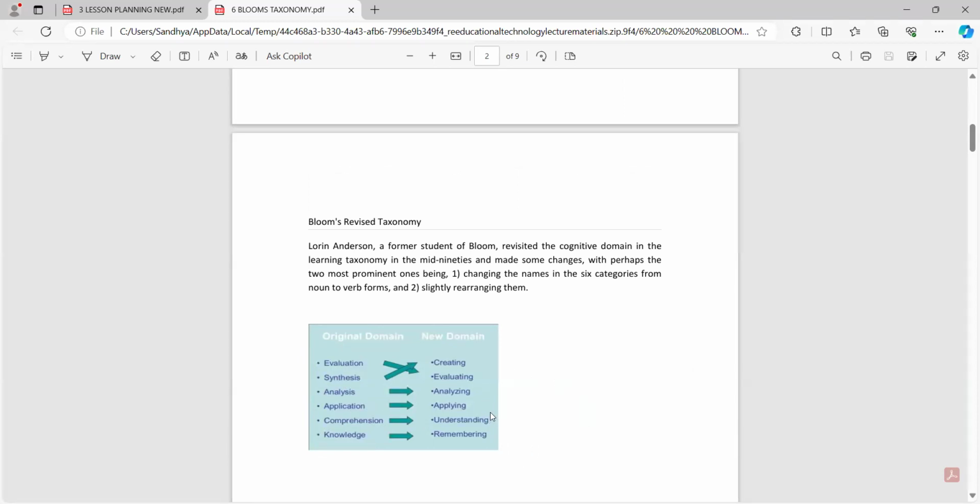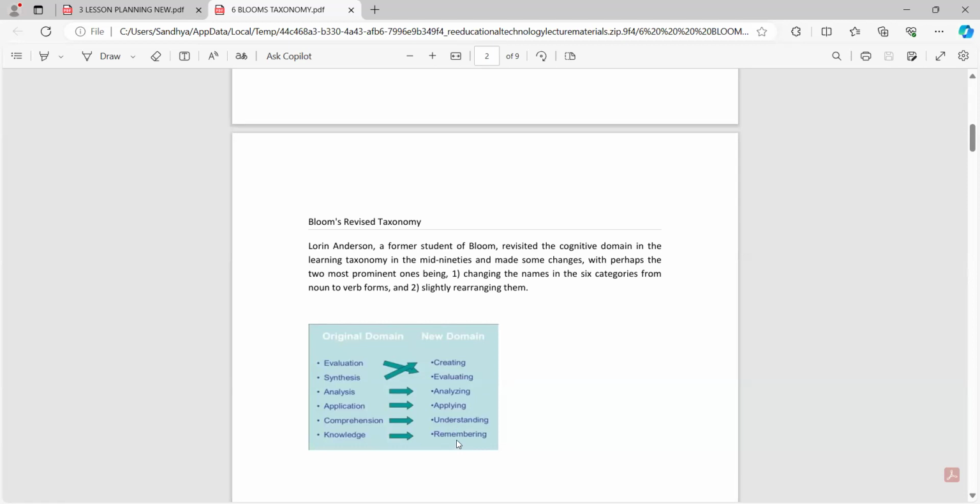Why was it revised? Because specific objectives mean what the students will be able to do at the end of the lesson. So students do something, and because of that, they thought the cognitive domain levels should be verbs. So they transformed these nouns into verbs. Look at the second column. These are the 6 levels of cognitive domain development.